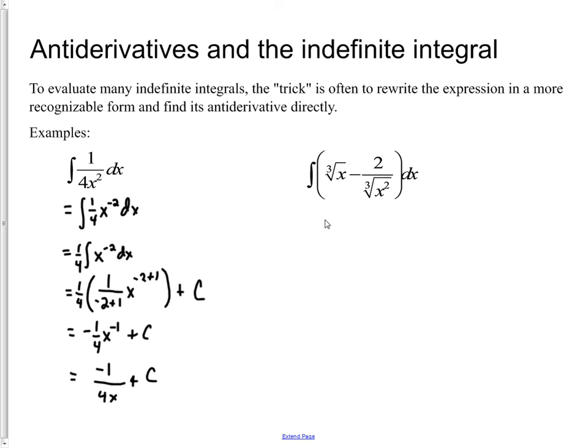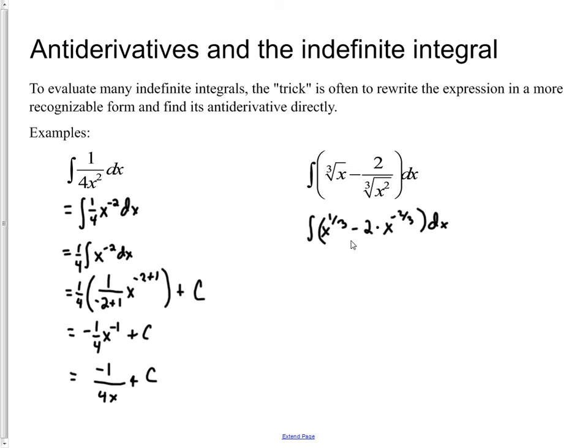Even if the function's a little bit more complex looking, these rules would still apply. Let's consider this one, the antiderivative of the cube root of x minus 2 over the cube root of x squared. Let's look at what's going to happen right here. First things first, let's rewrite this into that exponential form that we like. We will have the integral, the antiderivative, the indefinite integral of x to the 1/3 power minus 2 times, and in this case it's going to be x to the negative 2/3 power if we rewrite that in exponential form, dx.